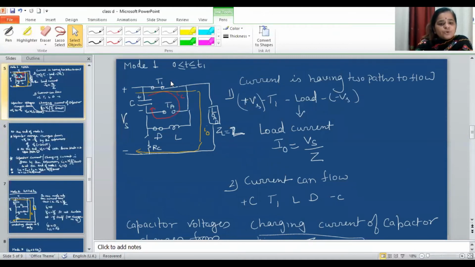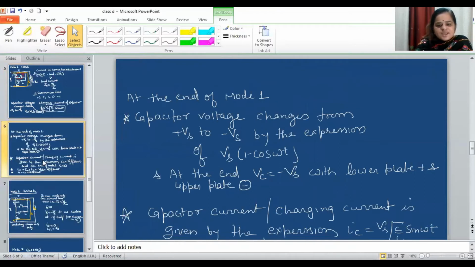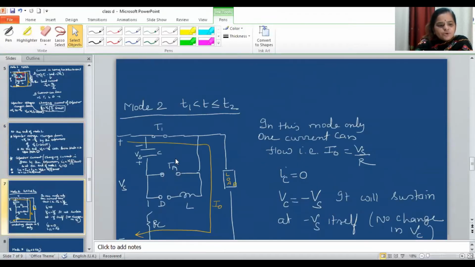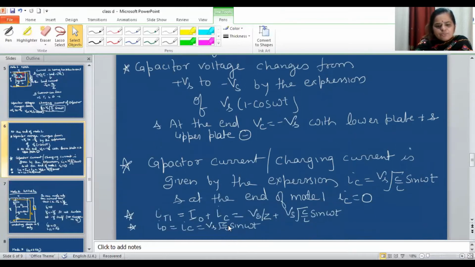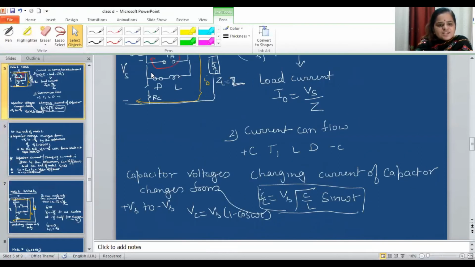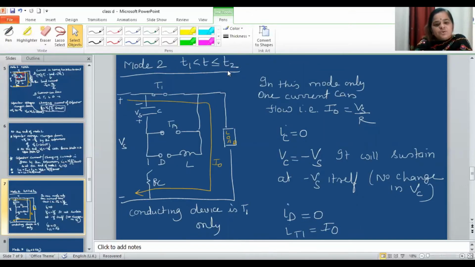So the current flowing through thyristor T1 will be I0 plus IC, as you can see here. I0 is Vs by Z and IC is equal to Vs root C by L sine omega t. And as the IC is passing through the diode, the current through the diode will be equal to IC.